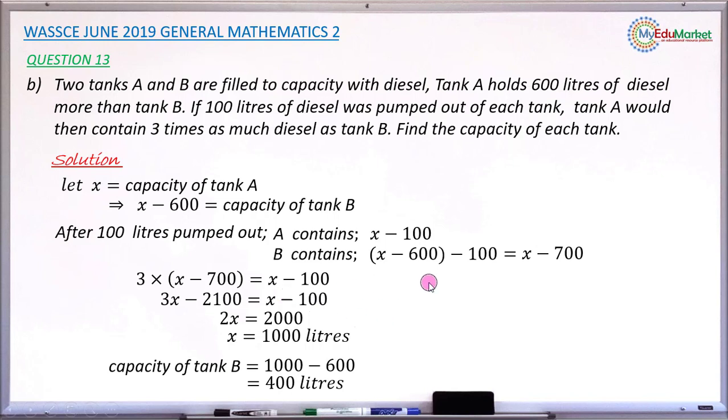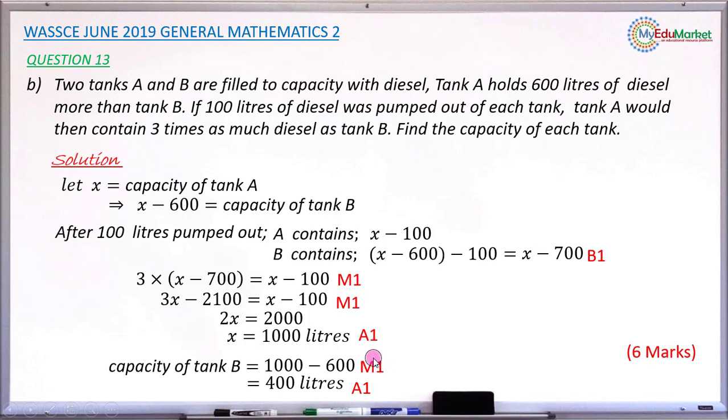The very first mark is the bonus 1 mark. This bonus 1 mark is for getting the capacity of tank B when 100 liters were removed, in terms of the capacity of tank A. When you have X minus 700, you have this bonus 1 mark. When you equate the two volumes of the two tanks after removing 100 liters, you have this method 1 mark. When you expand the bracket in an attempt to solve this equation, you have this method 1 mark. And when you have X as 1000 liters, you have this accuracy 1 mark.